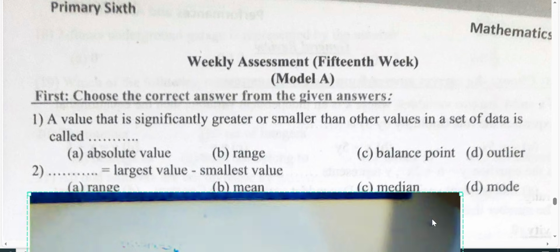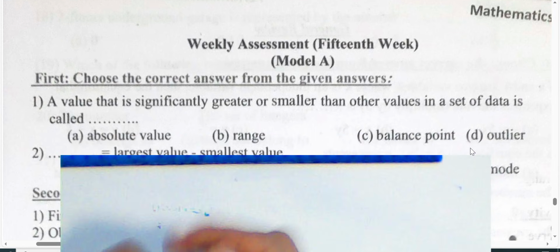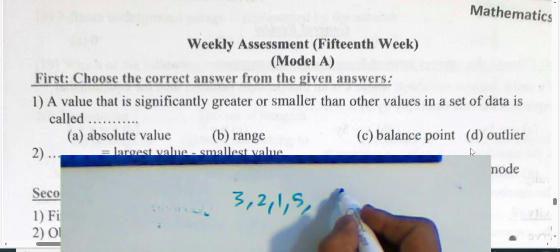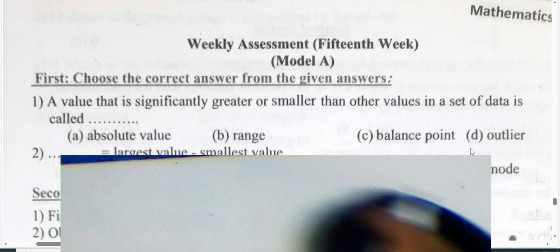Understood? Then the answer here will be letter D. A value that is significantly greater or smaller than the other values in a set of data, we called it outlier values. Like what? We have 3, 2, 1, 5 and also 90. 90 here is the outlier value. Okay, we called it the outlier value.